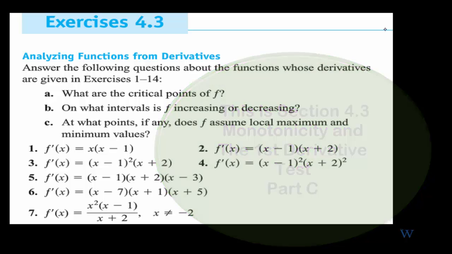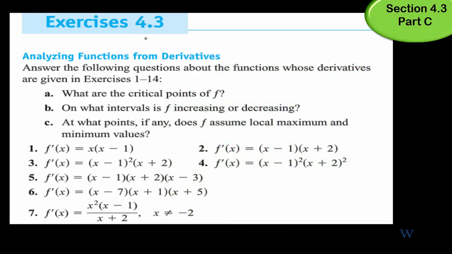Right, so let's see. In the following exercises, what we've got are derivatives. From the derivatives, we should be able to find out where the function is increasing and decreasing. That will also tell us if there's a change in the sign of the first derivative, which will help us locate the local max and min values.